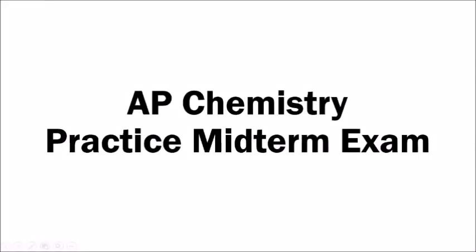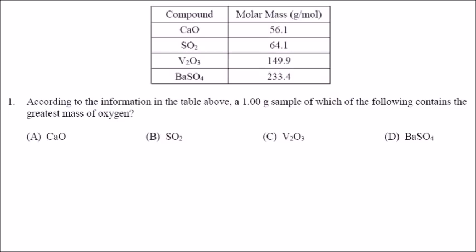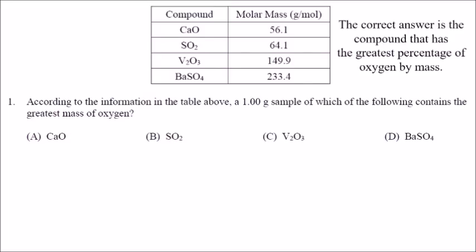These are the answers to the AP Chemistry Practice Midterm exam, starting with the multiple choice questions. Number 1. According to the information in the table above, a 1 gram sample of which of the following contains the greatest mass of oxygen? So the correct answer is the compound that has the greatest percentage of oxygen by mass.